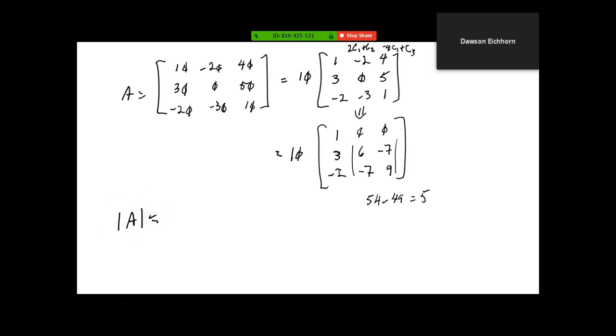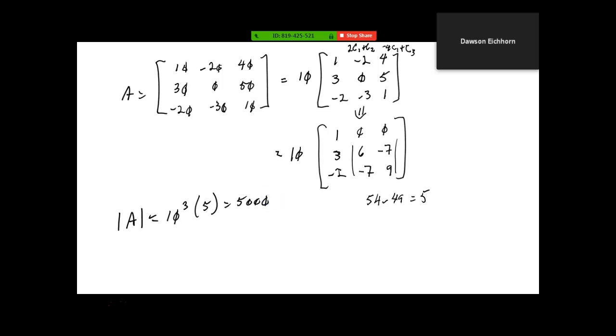Is equal to what? 50. Okay, not 50. Remember, it's 10 to the n, and it's a 3 by 3 matrix, so your n is 3, times 5. So this is 5,000. Okay?